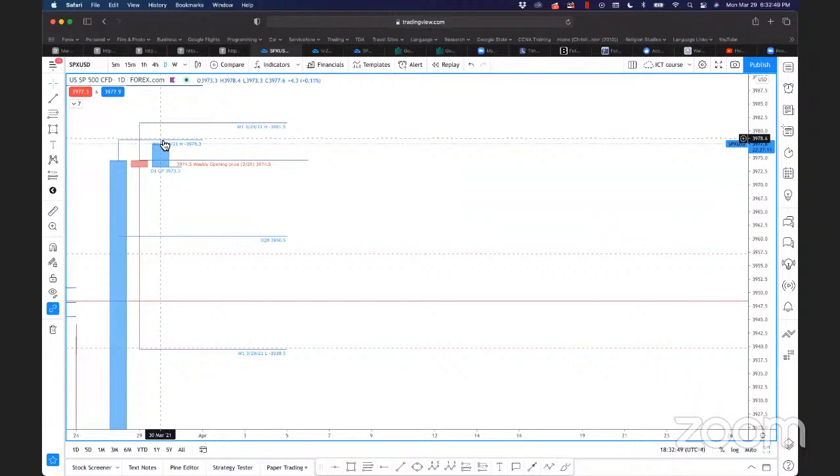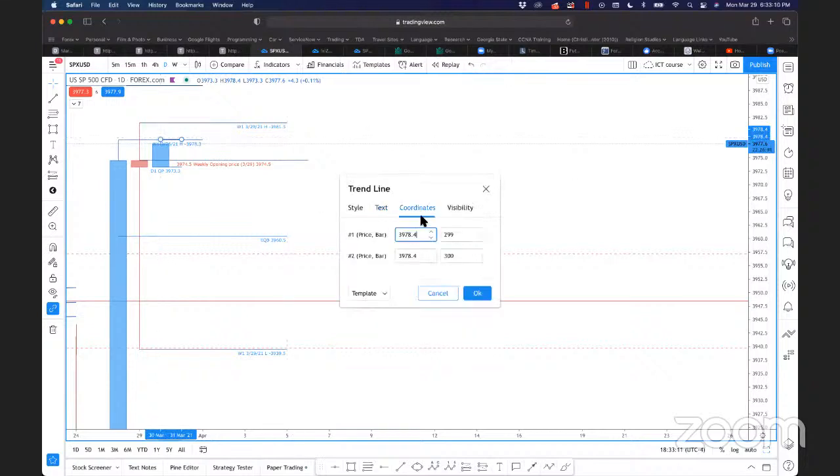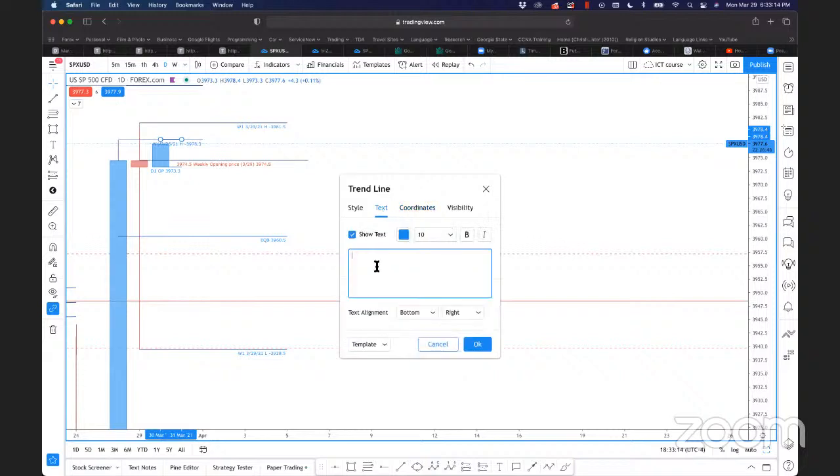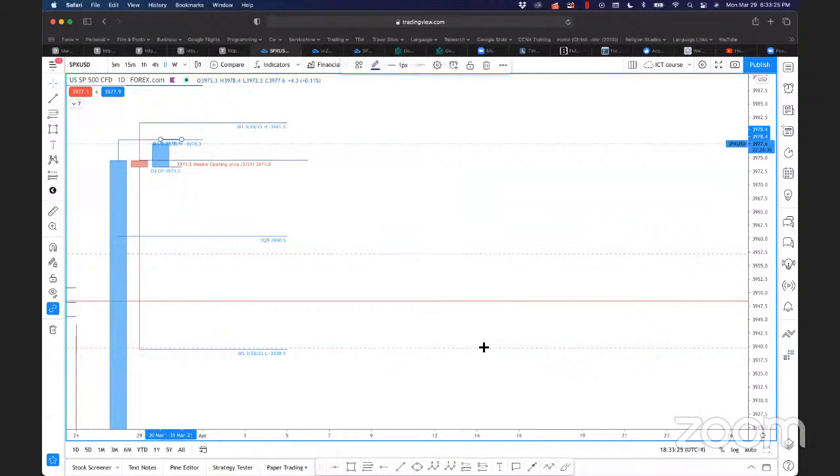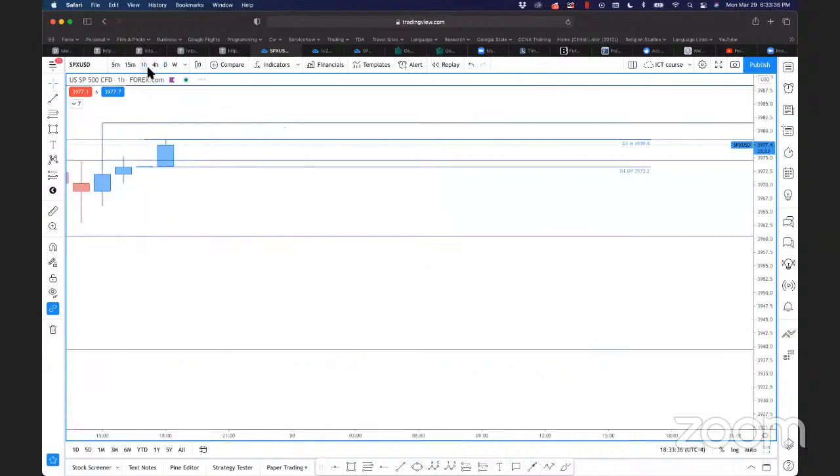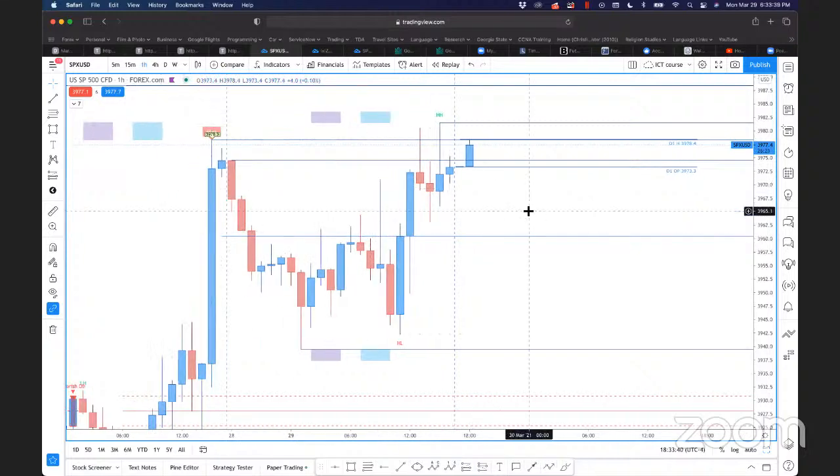Right now, this is the high up here. I will put the high, do the same thing. Just take my little line, draw it out right here. To confirm it, the high is 3978.4. And that's all I'm doing. I'm manually doing that. There's probably an indicator that you can use that'll do it for you, but I just do it myself.